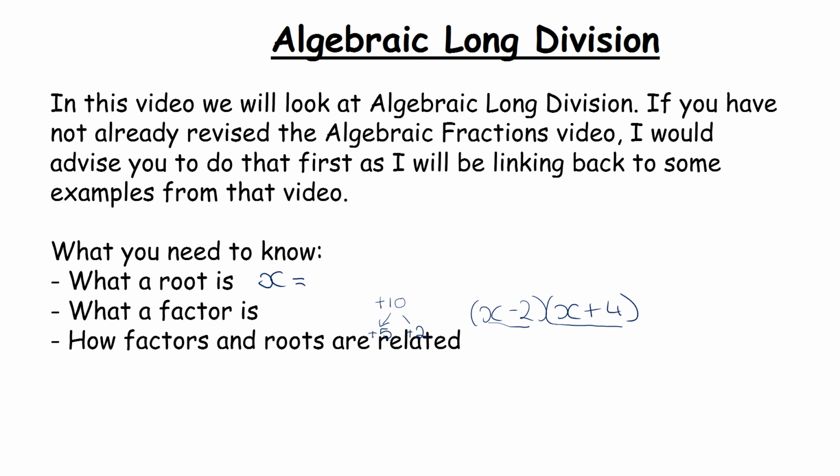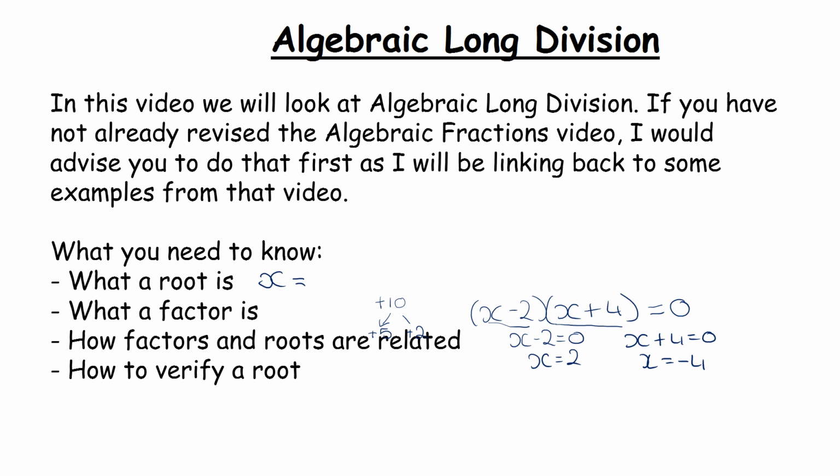Okay, so how are factors and roots related then? If we think of when we deal with a quadratic, this will be equal to 0. So our factors will be equal to 0. In order to get from our factors to our roots, we let each factor equal 0 and we solve, and we can then end up with our roots. That's really important. You need to be able to work from factors to roots, but also the other way around, from roots to factors. How to verify a root then?